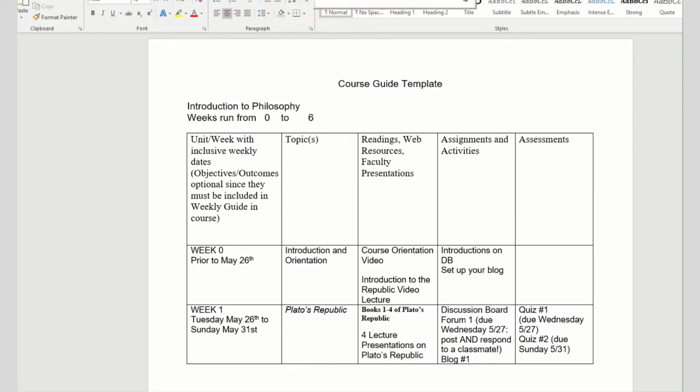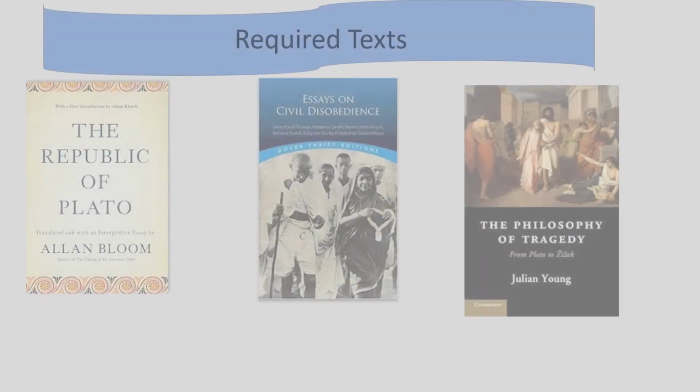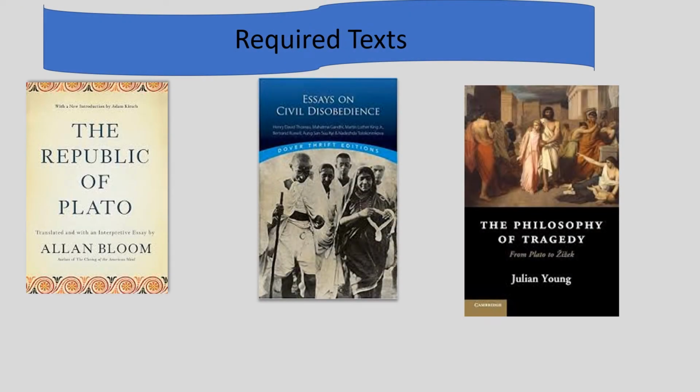Now, apart from the syllabus, these are the 3 required texts for this course, and each one of them corresponds to one of the modules that we'll be concerned with in the course. We've got 3 modules. The first book we're going to be dealing with is The Republic of Plato by Alan Bloom. Be aware that there are many different translations of this book, and you'll find many different editions and translations. It's important that you get the translation by Alan Bloom. For this course, this is the edition that we're going to be using.